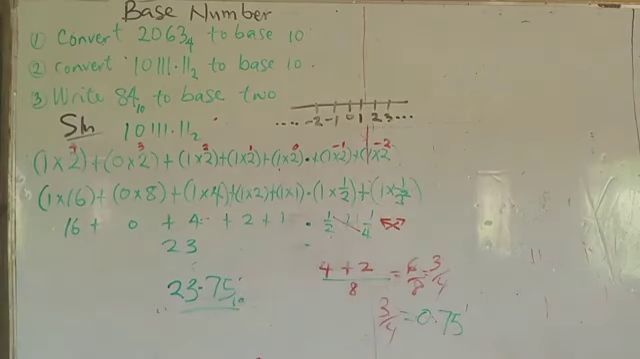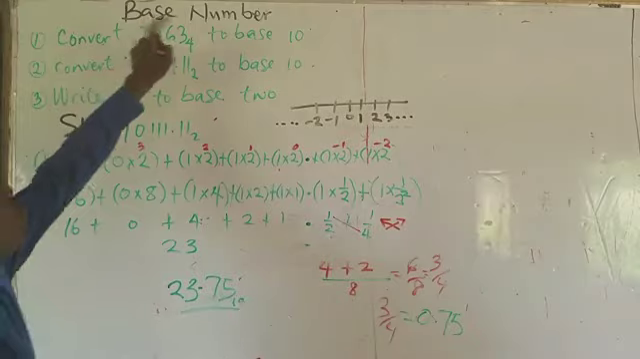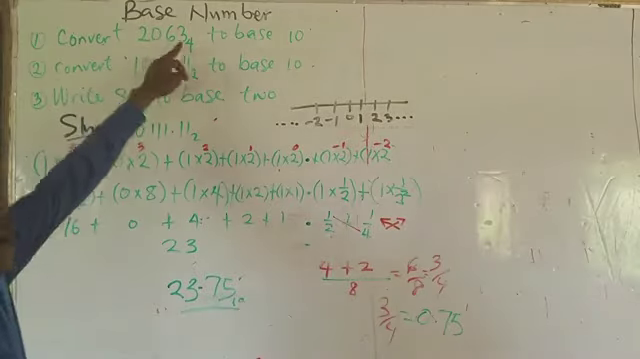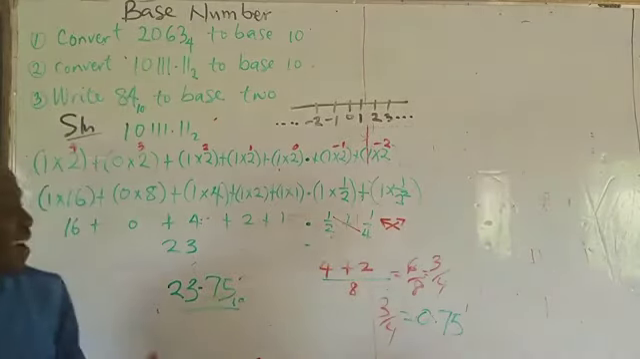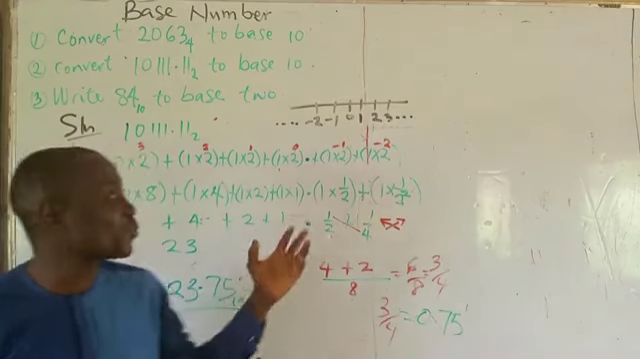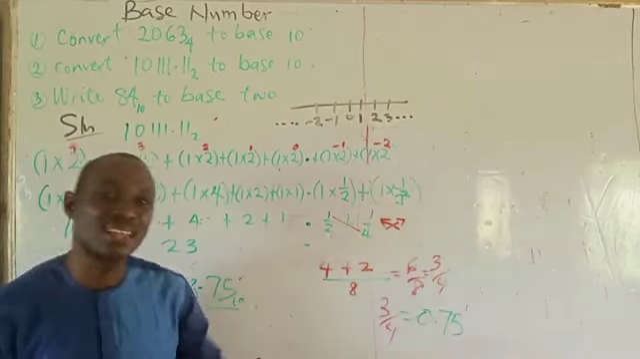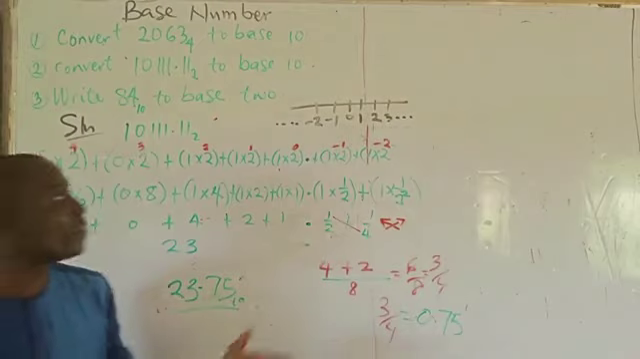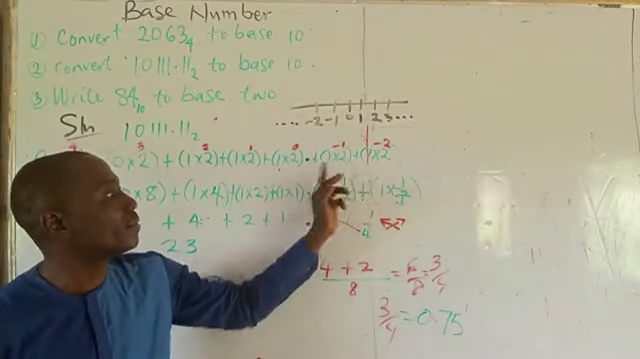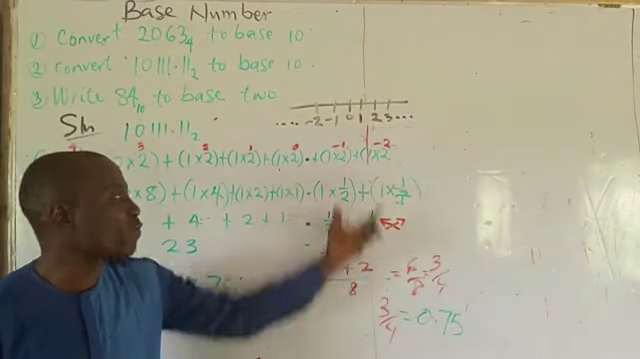It's similar to the first one where we converted from base 4 to base 10. And now we have been able to convert from base 2 successfully to base 10. The most exciting part about it is the decimal part. Be very careful how to handle it.